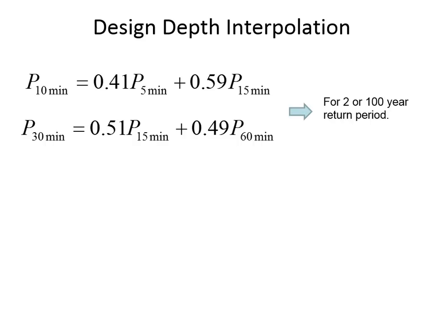If you know the 10-minute storm, for example, you can find the 10-minute storm by interpolating from the 5 and the 15. It's a sort of weighted average. Likewise, you can find the 30-minute storm by having a weighted average of the 15 and the 60. And then you can interpolate for different return periods. Now what I've just shown on screen here is a way to find unknown storm durations.